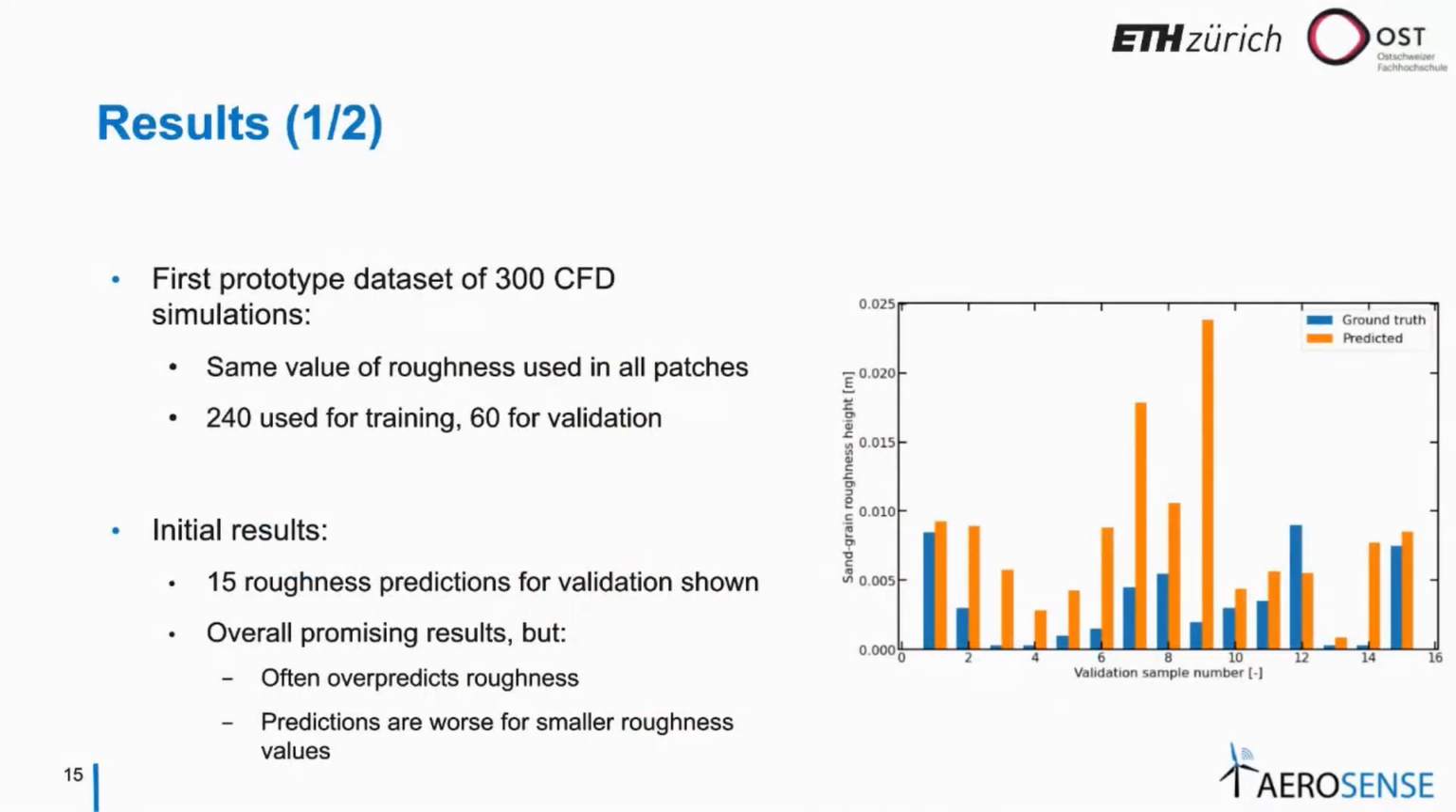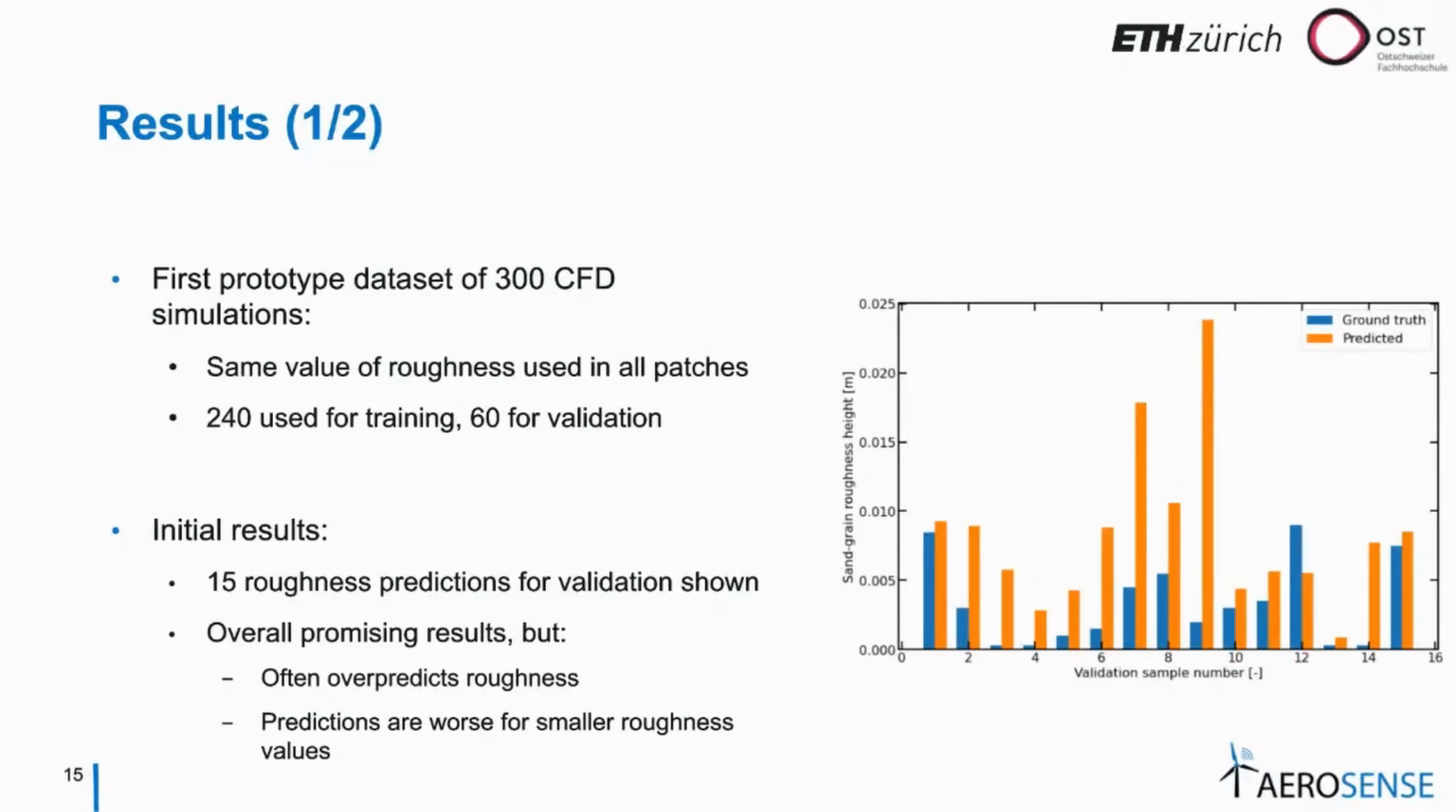And so just some results. We have trained this on an initial prototype data set, which has 300 CFD simulations. In this data set, we use the same value of roughness for all patches, just as a way of checking that everything is okay-ish. We don't want to make it too hard in this small prototype data set. And so we use 240 samples for training and 60 for validation. And here I show on the right-hand side 15 roughness predictions from the validation set.